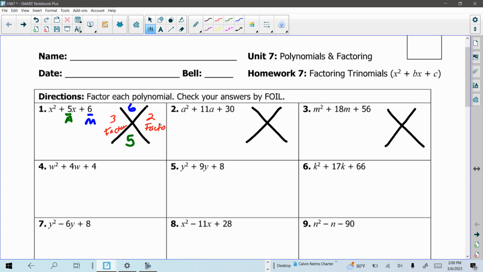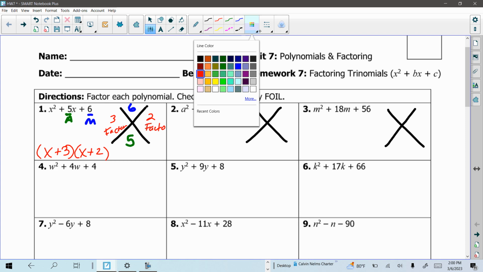Now we just write our factors in parentheses as x plus 3, parentheses, and x plus 2. Okay, so I'm going to go over a couple and then talk about some resources you can use to make sure you're on the right track.